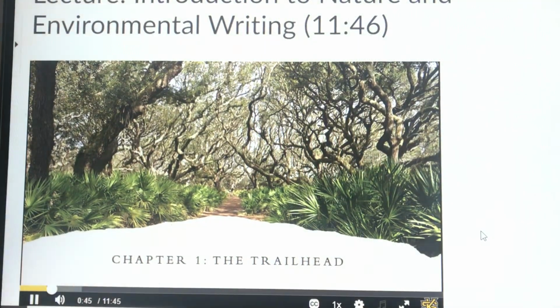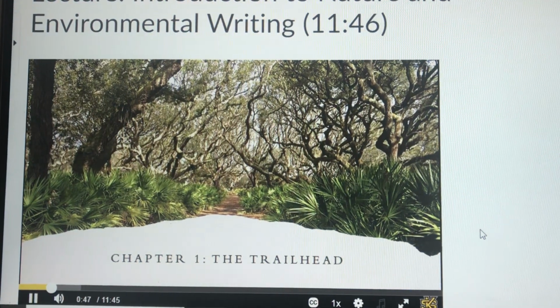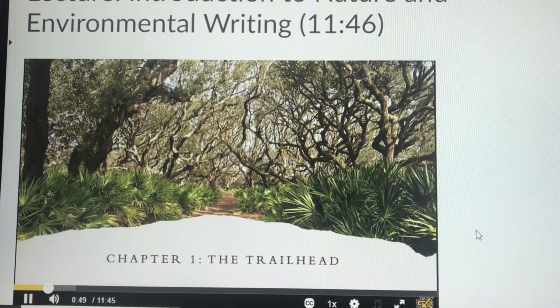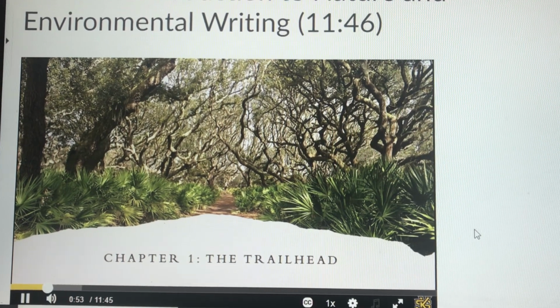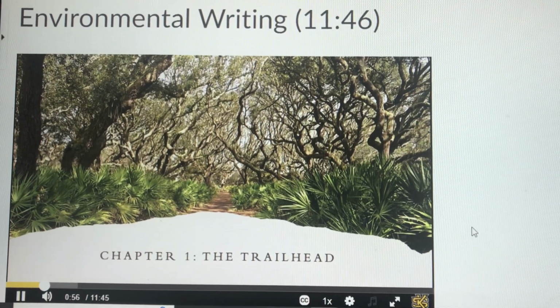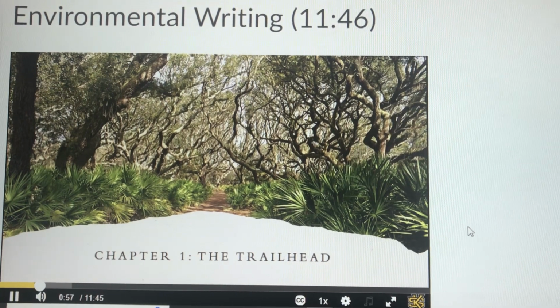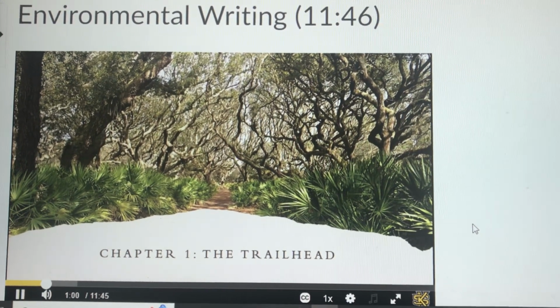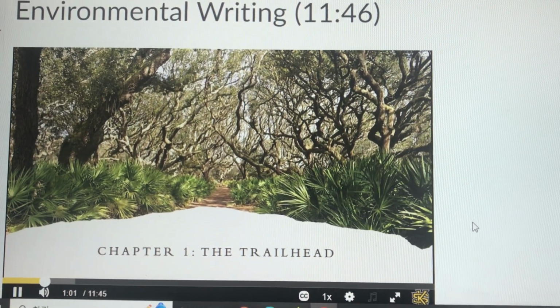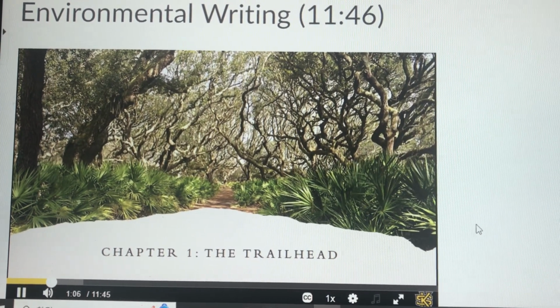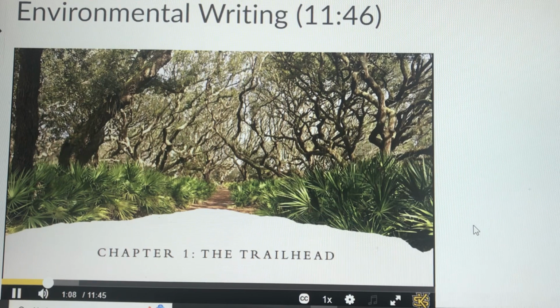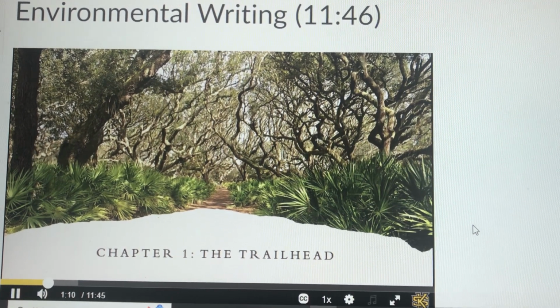Chapter 1, The Trailhead, explains that the book is primarily designed to teach readers how to use the techniques of creative writing to turn our interactions with nature and environment into powerful stories. This semester, you'll have the opportunity to write, workshop, and revise a variety of kinds of nonfiction writing.